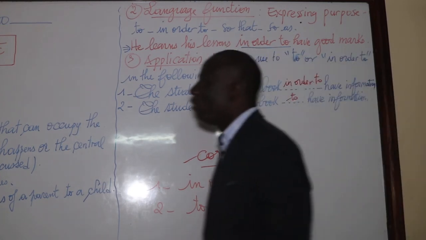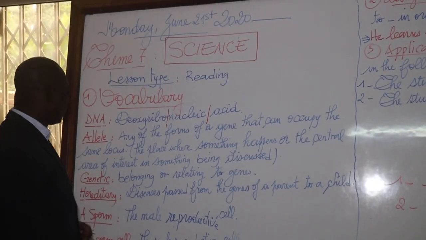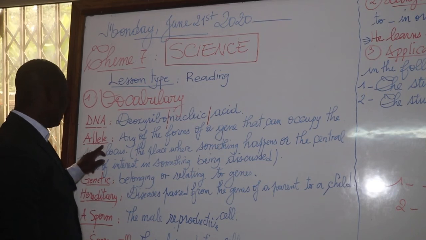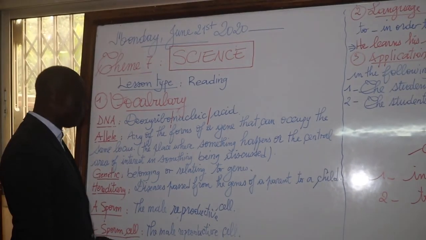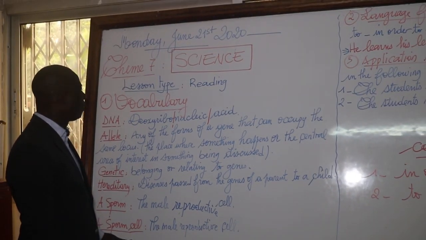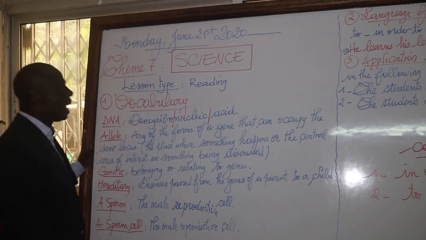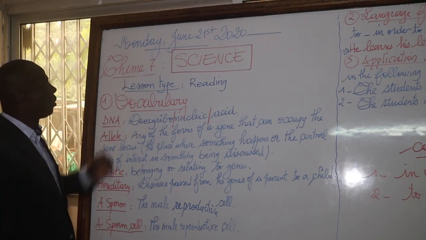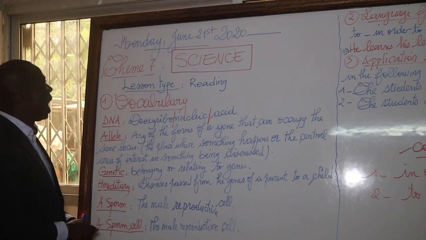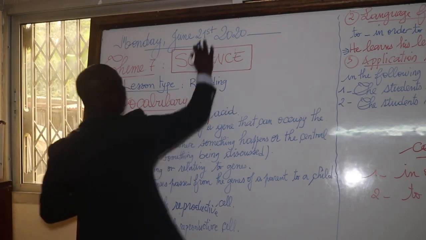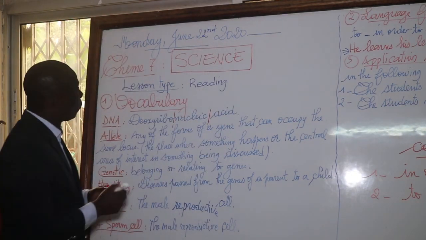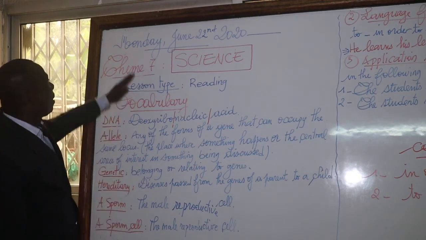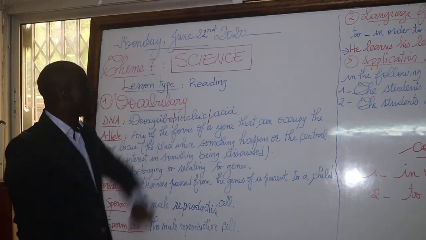Let me return to our vocabulary words. As first word, we see DNA, allele, genetics, hereditary, a sperm cell. Okay? The different words have a link with our title, which is science. Now, I change the title. It's just a mistake. Not 21st, but 22nd. Okay? Please, 22nd. So, you must know that it is Monday, June 22nd, 2020.